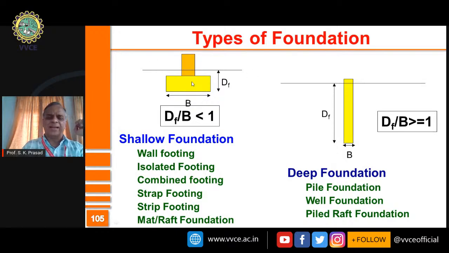And the neglect here is okay. We are on the conservative side. And since it is a shallow foundation, the depth is also small. Given a choice, we should always go for shallow foundations. So wall footing, isolated footing, combined footing, strap, strip, and mat are the shallow foundations in the same order of difficulty. So you go for mat foundation only when all other shallow foundations are not possible. And naturally, raft or mat foundation is the costlier one.